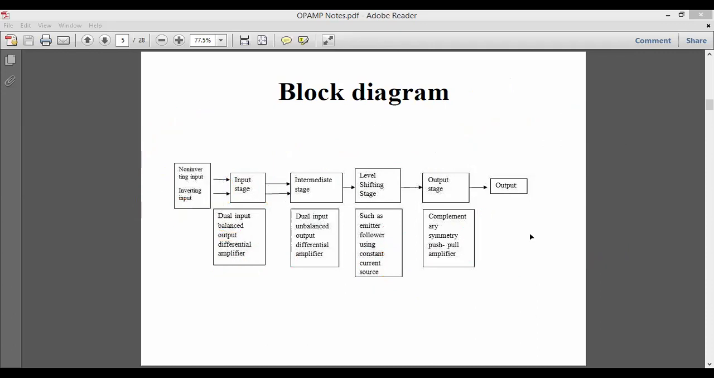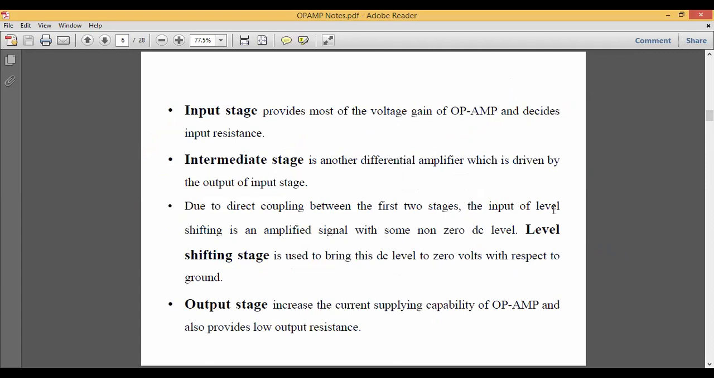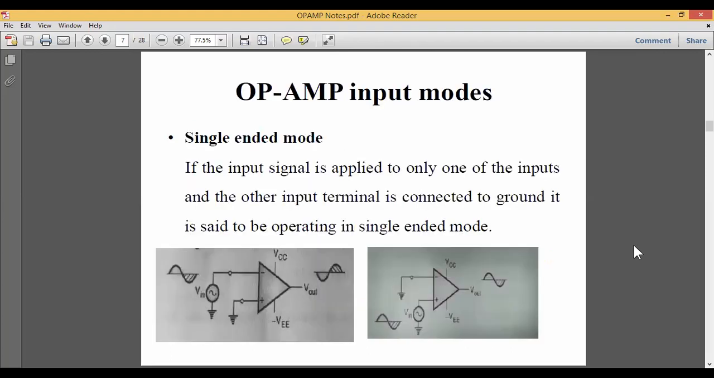So here is the stage by stage representation. The input stage provides most of the gain of the op amp and decides the input resistance. The intermediate stage is one type of differential amplifier which is used to increase the level shifting of the signals and increase the gain of the signals. Then the level shifting stage is used to bring the DC level either above 0 volt or below 0 volt with respect to the ground. And the output stage is basically used for increasing the current supply for the op amp and also provides low output resistance to the circuit.